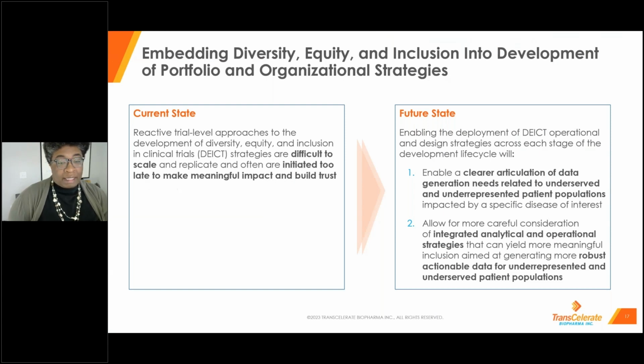As the regulatory landscape and sponsor practices related to advancing diversity in clinical trials evolve, there is a growing awareness that reactive trial-level DEICT strategies, even when initially successful, are difficult to scale and replicate, and often hold limited potential to drive durable impact and lasting trust among underrepresented and underserved patient populations. In response to the limitations inherent in trial-level diversity strategies, the Sponsor Toolkit team sought to develop tools and resources to support sponsors' ability to develop and deploy indication or portfolio level strategies that enable 1, a clearer articulation of data generation needs related to diverse patient populations, and 2, more carefully integrated analytical and operational strategies aimed at generating more robust, actionable data for diverse patient populations. Next slide.